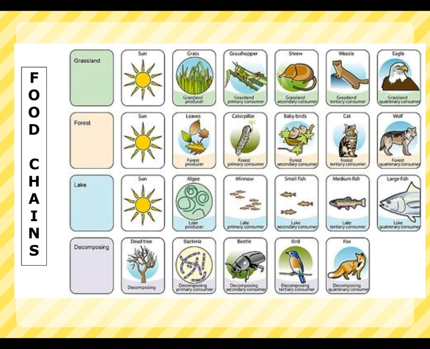Eagle might eat a cat. A wolf might eat a weasel. A shrew might eat some of these leaves, or, I don't know, a shrew might eat some kind of caterpillar or a small fish if it can catch it.